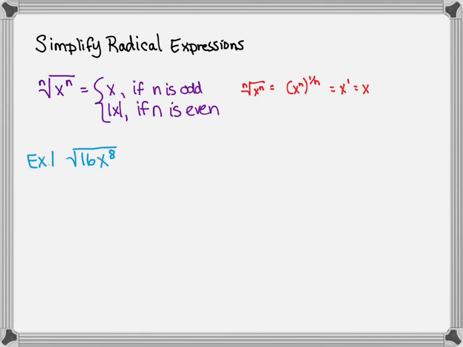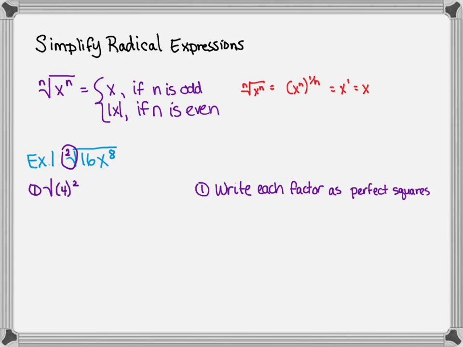So for example, let's simplify the square root of 16x to the 8th. So as our first step, we will write each factor as perfect squares. And we're doing squares because here we don't see an index, we've got a square root. That means my index is 2. And we want to write perfect squares because squaring is the inverse operation to square rooting.